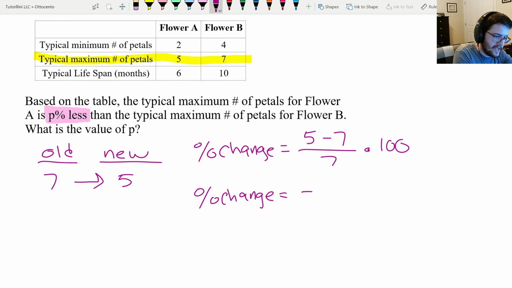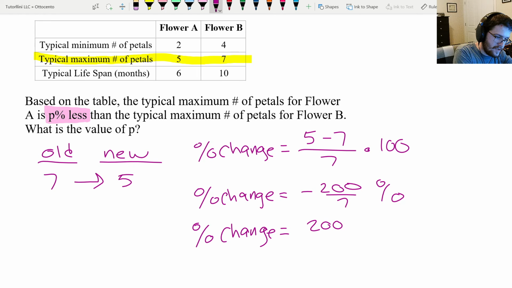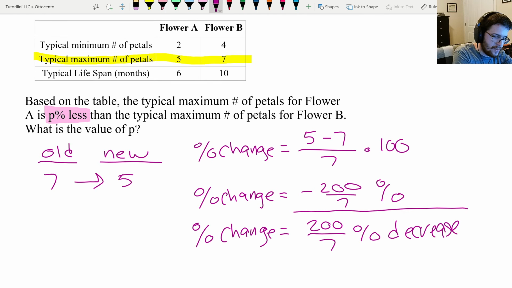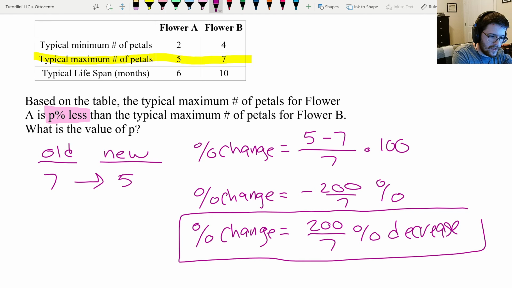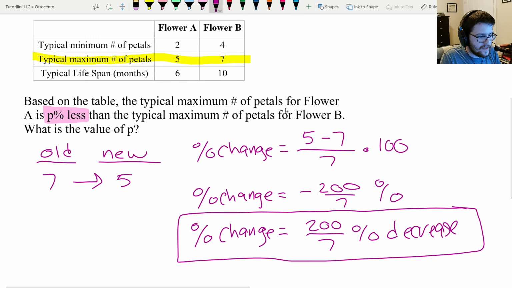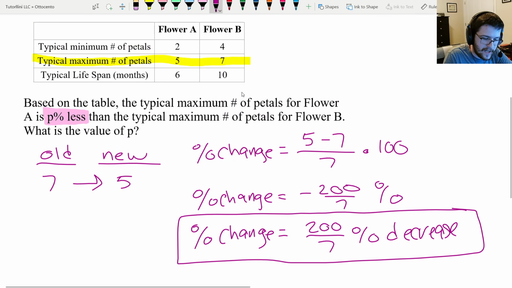So it is negative 200 over 7%, which is a decrease. So we're going to write it as a 200 over 7% decrease. And I would put as my final answer 200 over 7, which is fine as long as it's 5 or 6 characters or less, which it is. Very good. Awesome. All right, I think that's it for these problems. Let's go back to the slides.